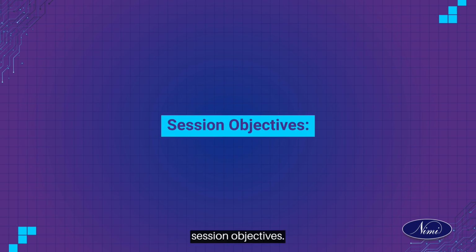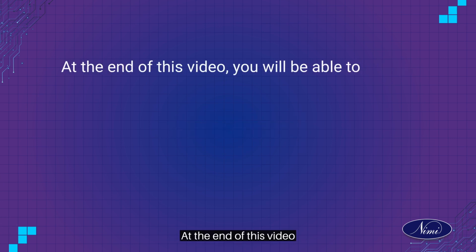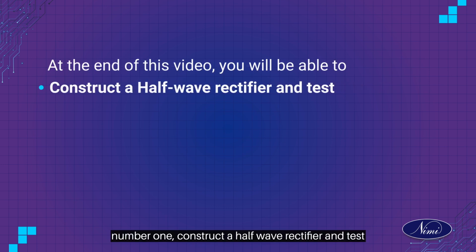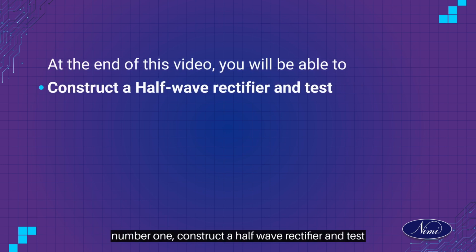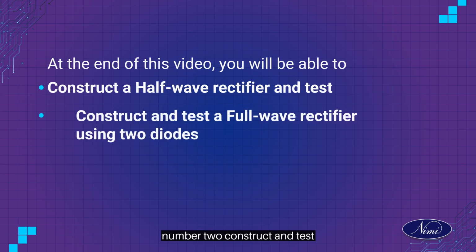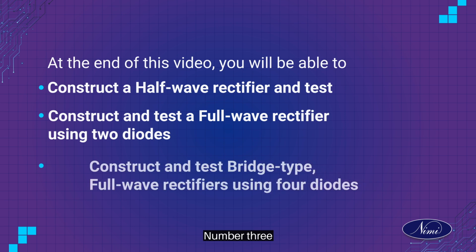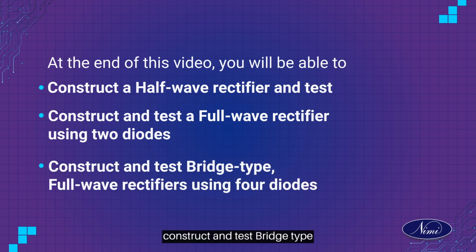Session objectives. At the end of this video, you will be able to: Number 1. Construct a half-wave rectifier and test. Number 2. Construct and test a full-wave rectifier using 2 diodes. Number 3. Construct and test bridge-type full-wave rectifiers using 4 diodes.